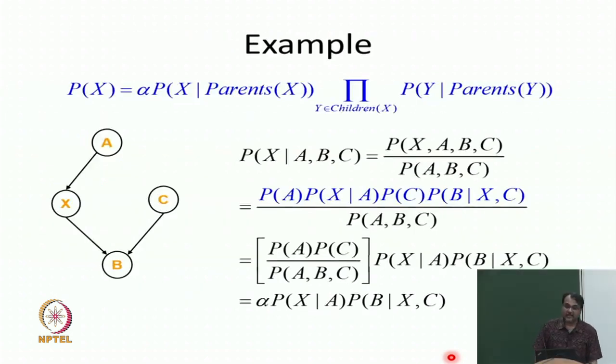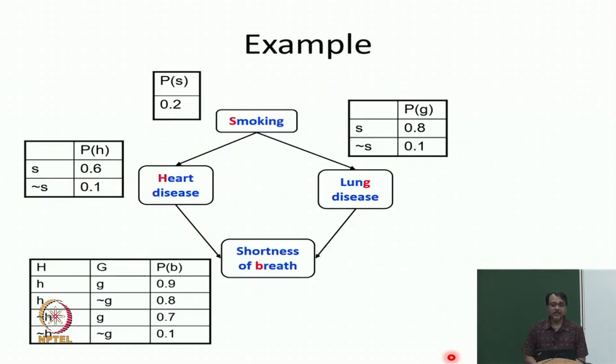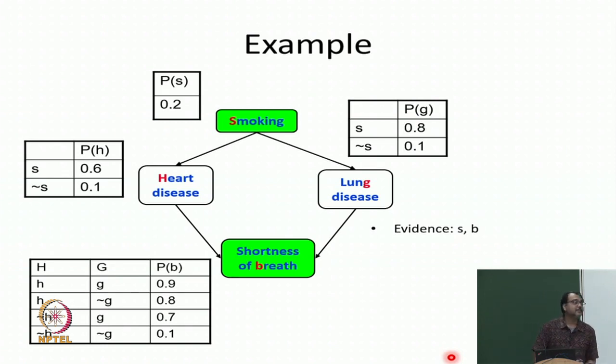Okay. So, let us quickly take an example. You can read the specific computations of Markov blanket yourself, it is not very complicated. Let us look at a simple example. So, if you smoke, you probably have heart disease. If you smoke, you probably have lung disease, and if you have heart disease, you probably have shortness of breath. If you have lung disease, you probably have shortness of breath. And let us say I give you that I smoke and I have shortness of breath. So, this is my evidence, and now I want to figure out what is the probability I have heart disease. Okay.